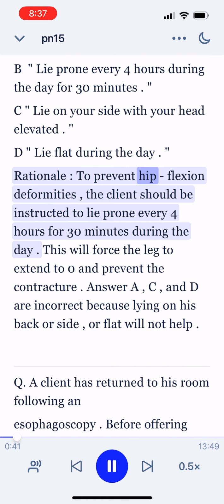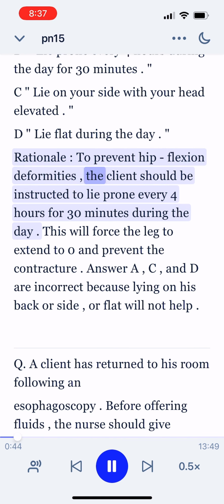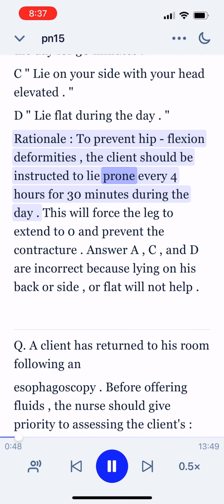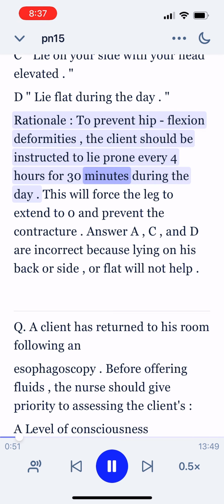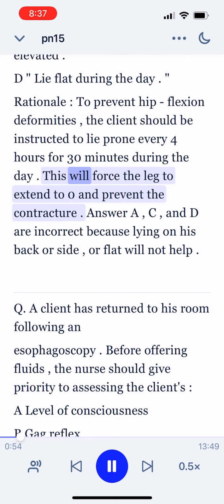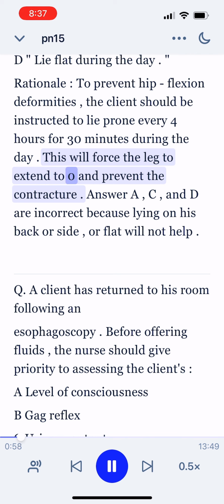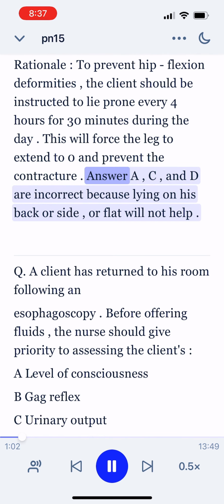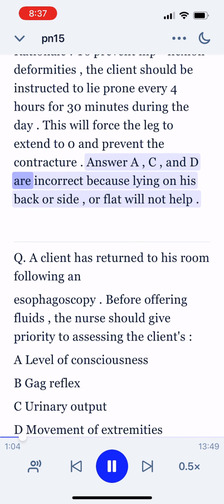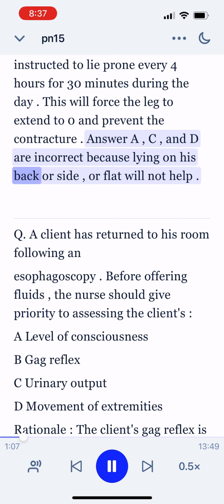Rationale: to prevent hip flexion deformities, the client should be instructed to lie prone every 4 hours for 30 minutes during the day. This will force the leg to extend to 0 and prevent the contracture. Answers A, C, and D are incorrect because lying on his back or side, or flat will not help.